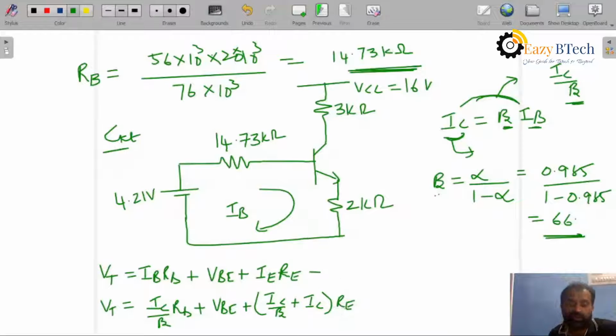Here, what values don't you know? You don't know the value of IC here. VT we know. VT is 4.21 volts, the Thevenin's voltage or VB voltage, base voltage. And RB we know, RB is 14.3.